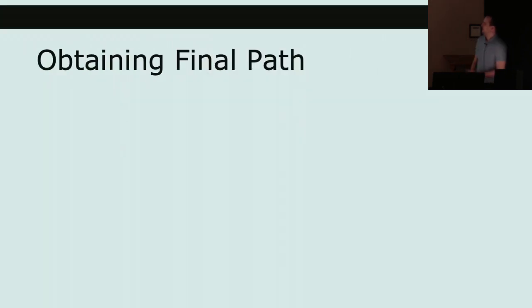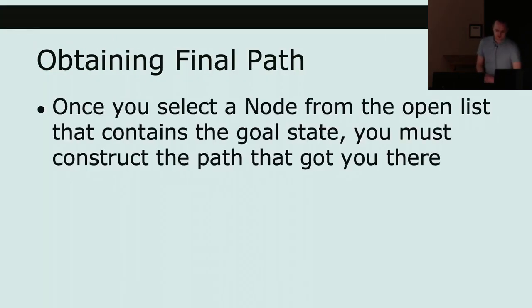How do you obtain the final path? Well, once you've selected a node from the open list that contains the goal state, you have to construct the path that got you there. So you've seen a node, you've checked the state, and the xy of the state of the node are the same as the goal location. So you know that you've reached the goal.